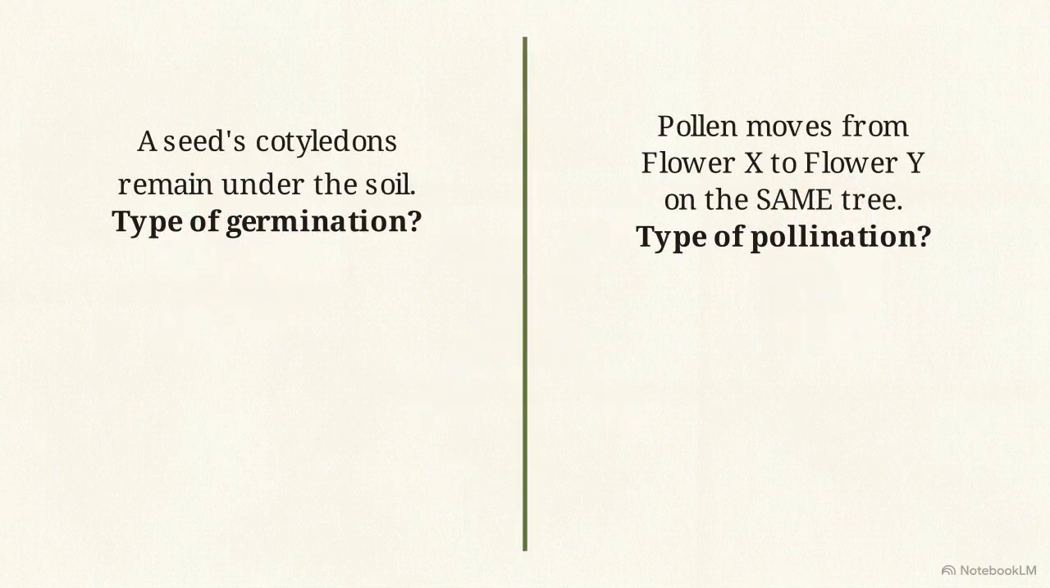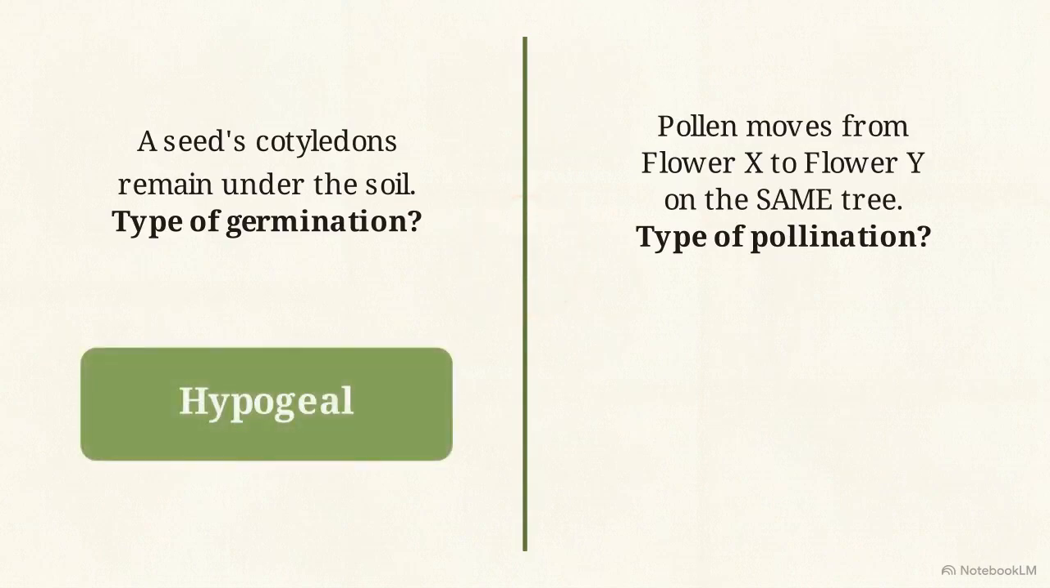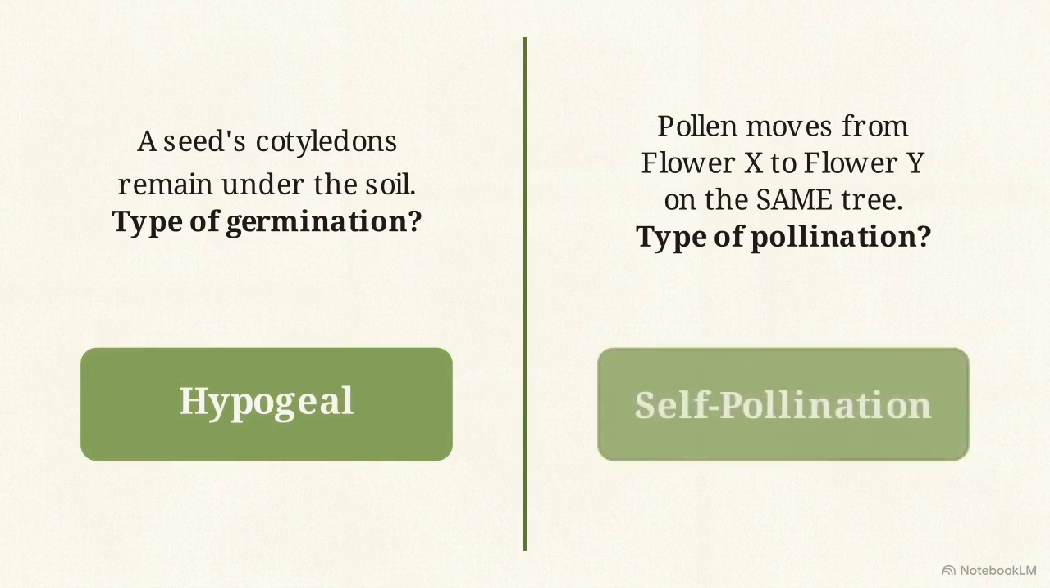Let's use this pop quiz to test your active recall. Read the prompts, pause the video and lock in your answers. If cotyledons stay below ground, that is hypogeal germination. If pollen stays on the same tree, it is self-pollination.